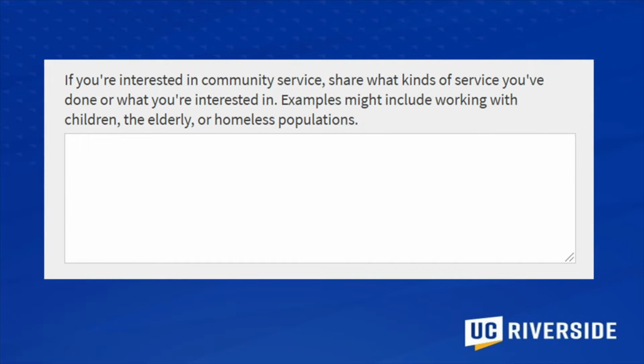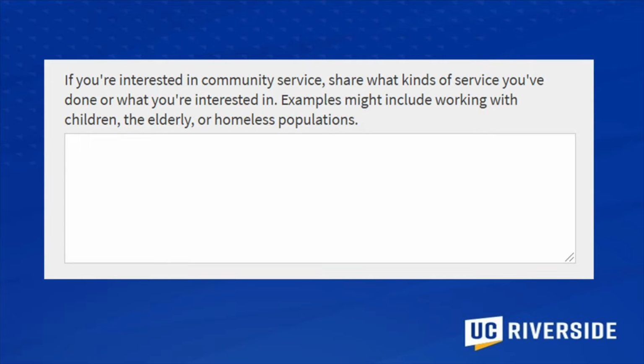A question we added just a few years ago. We decided to ask them what kind of service they wanted to do. If they say they want service revolving around helping the homeless, that will lead to very different clubs than tutoring children, for example. This helps you narrow a big pool down.